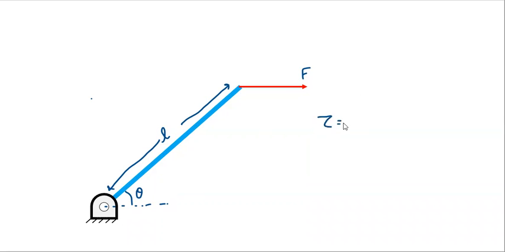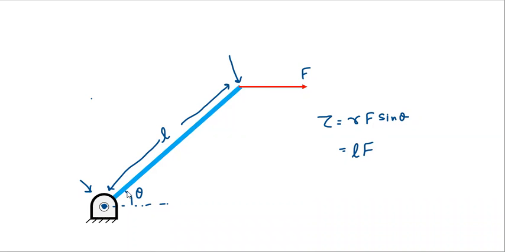So torque is basically R F sine theta. Now, what do we mean by R? R is the distance between the point about which the body will rotate and the point on which we are applying force. So R will be L. How much force is there? The force is F. And now how to calculate sine theta?